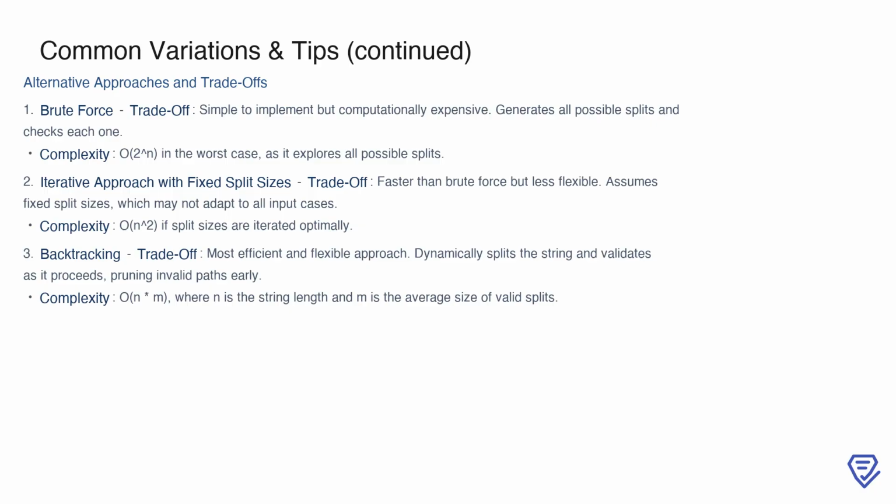The most efficient and flexible solution is backtracking. By dynamically splitting the string and validating each split on the fly, it avoids unnecessary computations by pruning invalid paths early. This approach typically has a time complexity of n*m, where n is the length of the string, and m is the average size of valid splits. With these considerations in mind, backtracking emerges as the best balance between efficiency and adaptability for solving this problem.